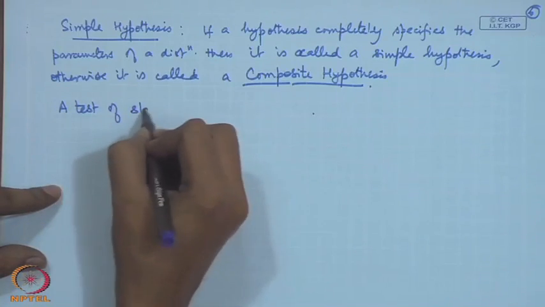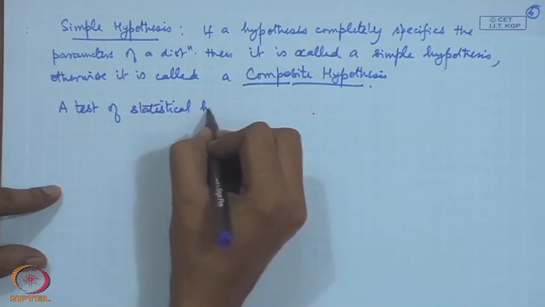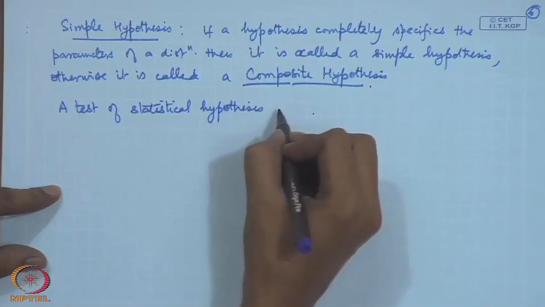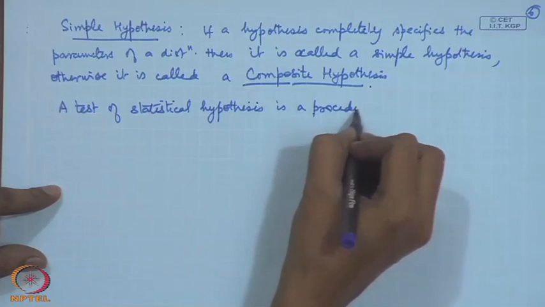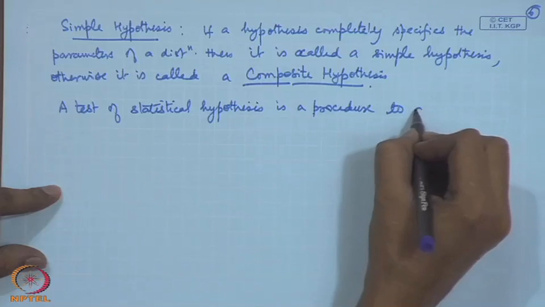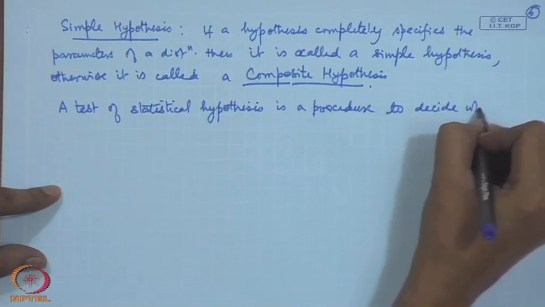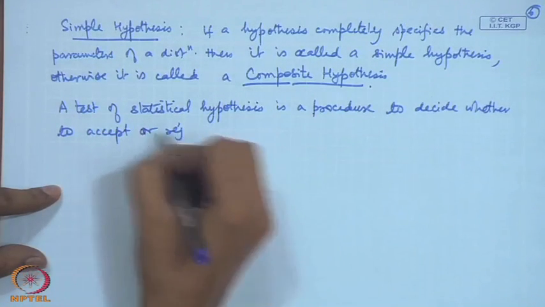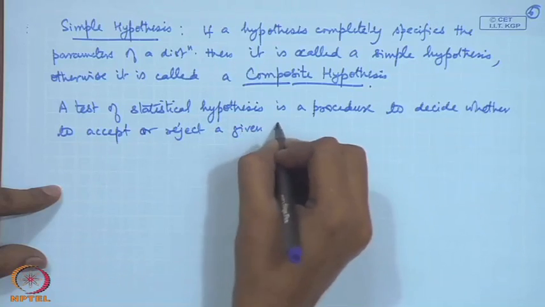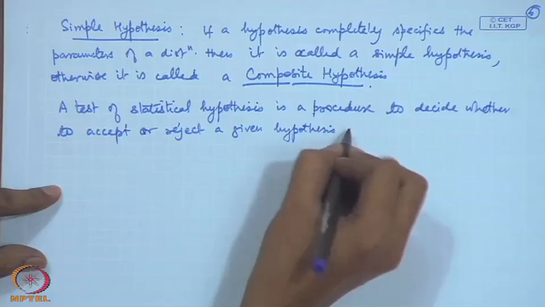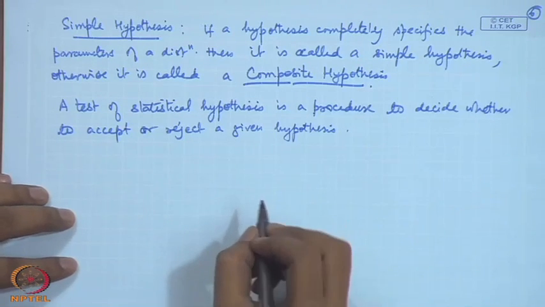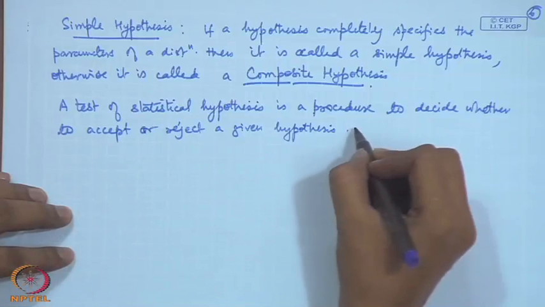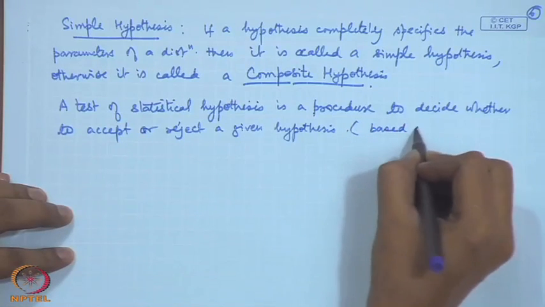So, we can say that a test of statistical hypothesis is a procedure to decide whether to accept or reject a given hypothesis. Now, this decision will be based on a sampling scheme, based on a sample.